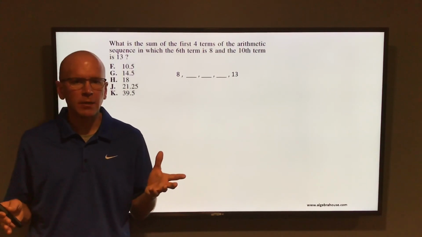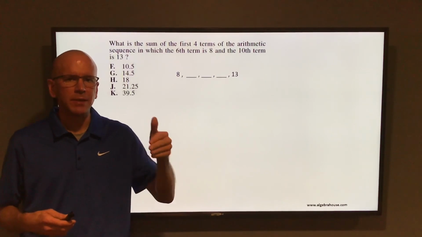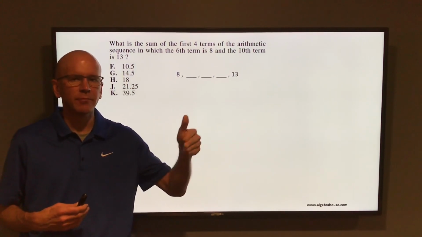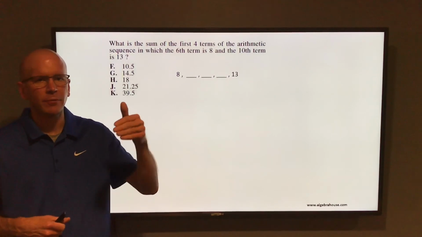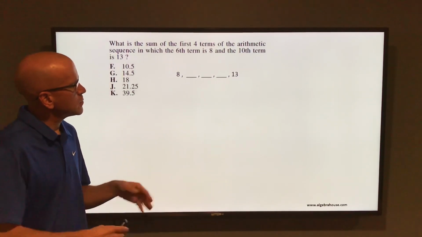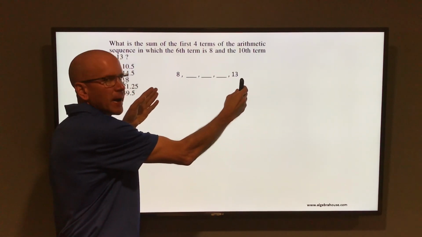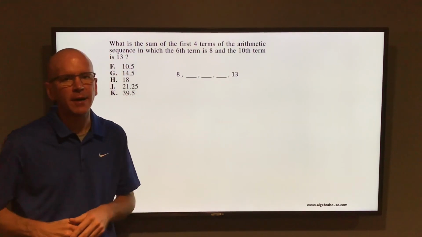An arithmetic sequence is a sequence in which there's a common difference. That means you're adding something that's the same each time you jump from number to number. So what you're looking at here, the 6th term is 8, the 10th term is 13. There's a span there of 5. From 8 to 13, that's 5.